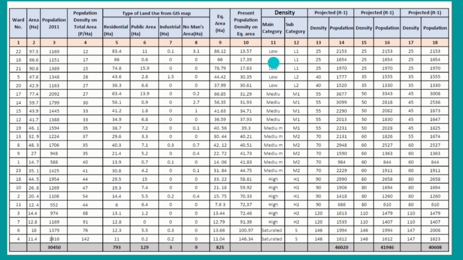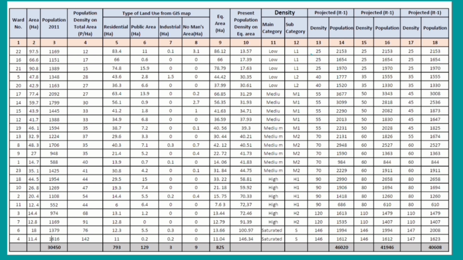So based on this, it has been defined as low, medium, high and saturated. The ultimate aim of ours is that all these places can go to a maximum saturation of 146 only, right? And ward numbers 6 and 4 have a lesser tendency to increase their value. Okay, now we start to forecast the population.